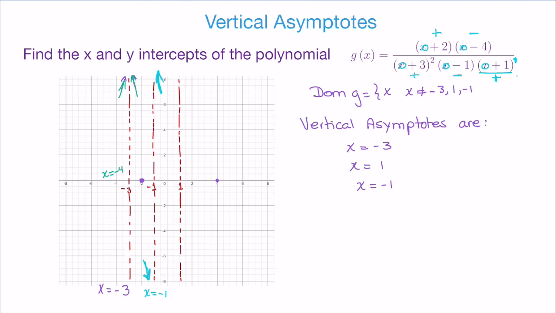Now let's analyze the behavior as the graph approaches the asymptote x equals 1. The corresponding factor is here. It has a power of 1, so it has to change signs.